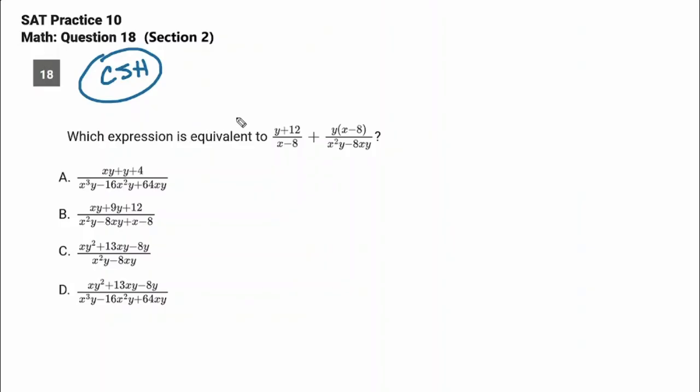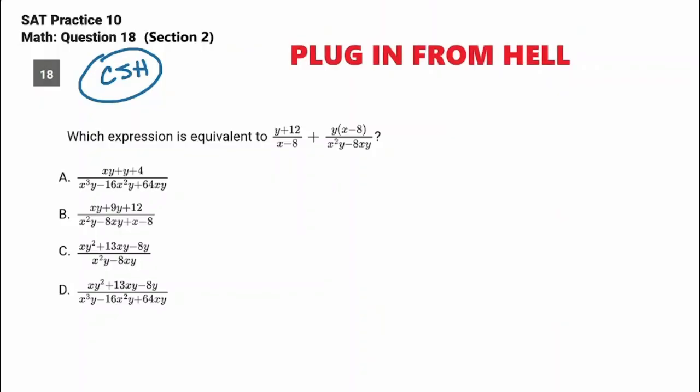Guys, this problem's a plug-in. How do you know? It's got letters in the problem. It's got letters absolutely crawling all over the answer choices. This problem is also the plug-in from hell. But you can do it. You just got to move through it consistently.